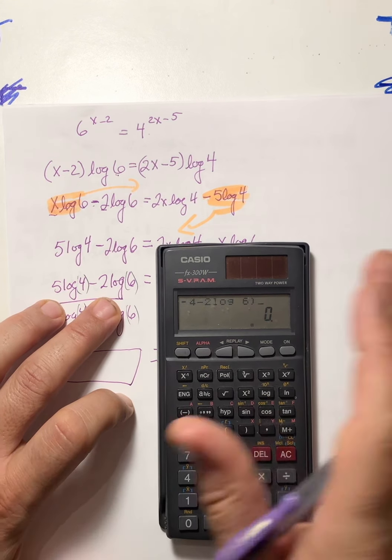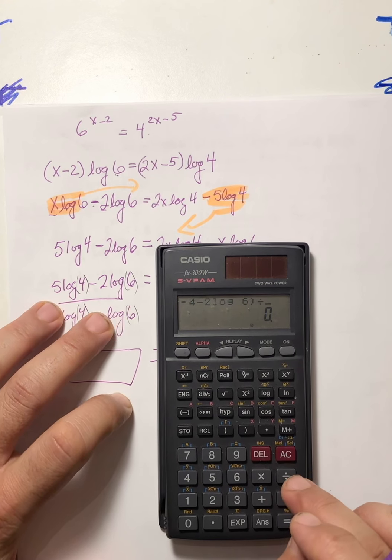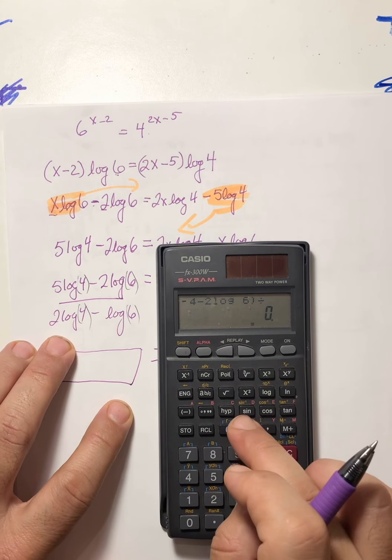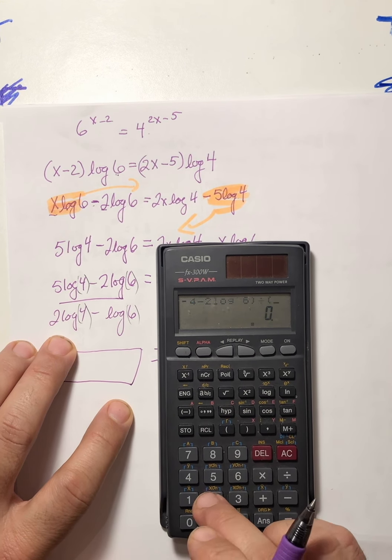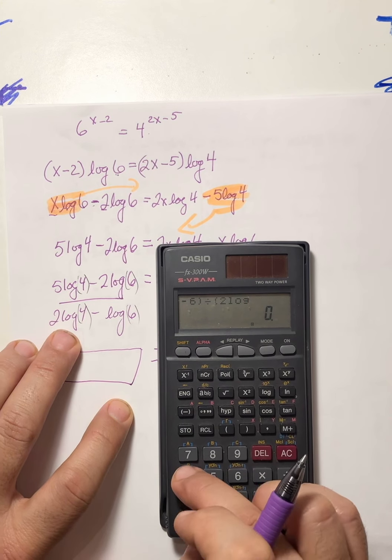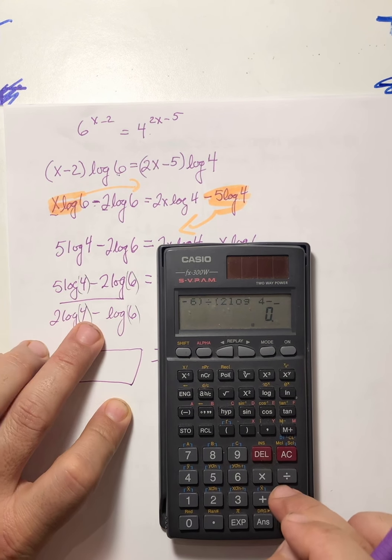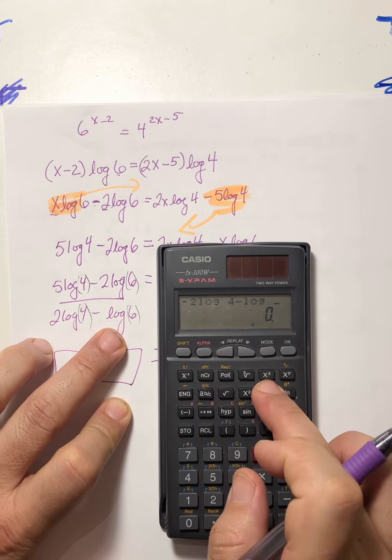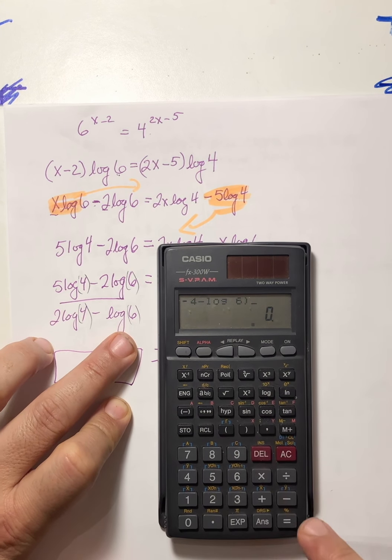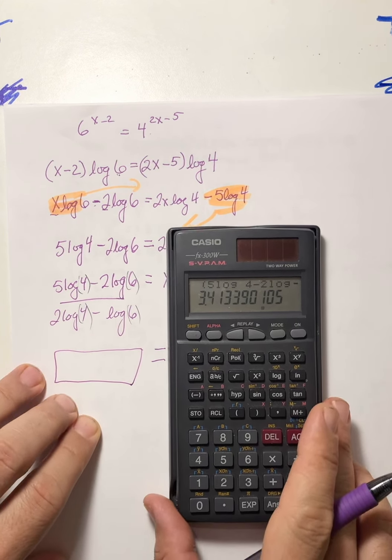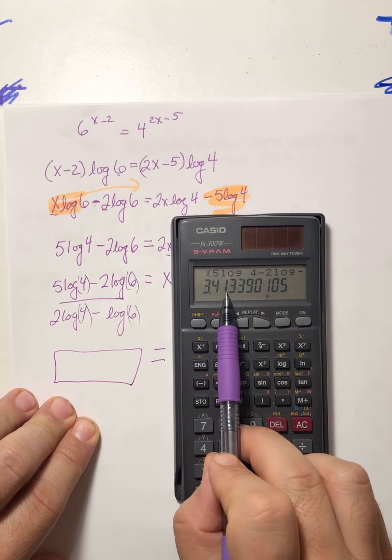I just took care of the top. Divided by, open parentheses, 2 log 4 minus log 6, close. Hit equal. So I have 3.413.